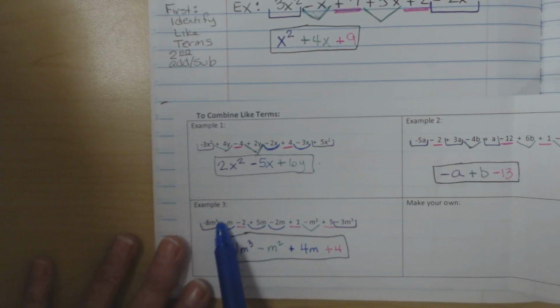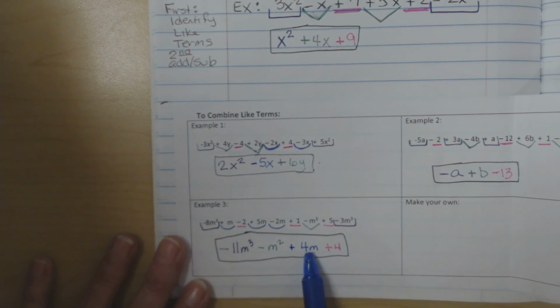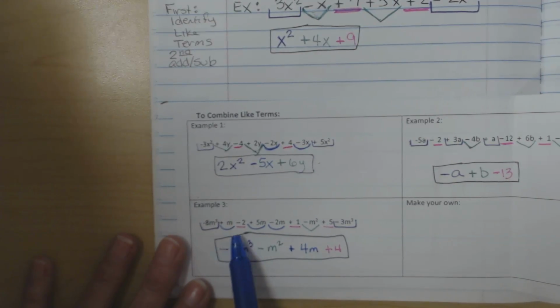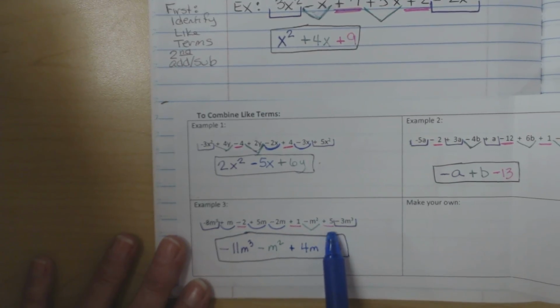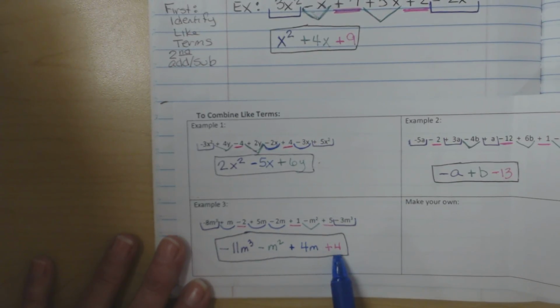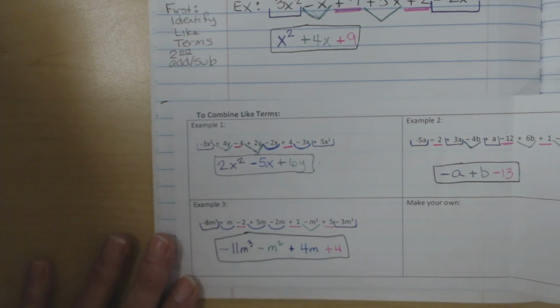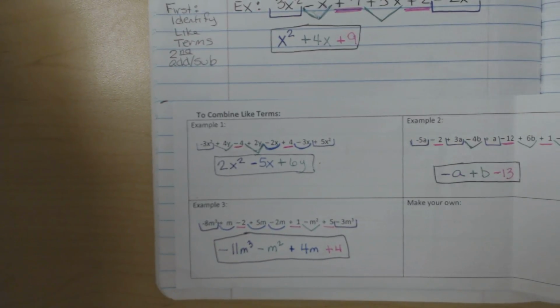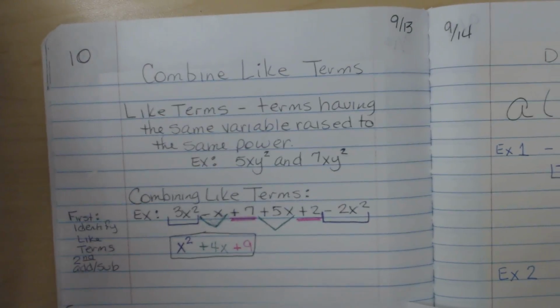Then we have our m terms. 1m plus 5m is 6m. 6m minus 2m is 4m. And then our constants. Negative 2 plus 1 is negative 1. Negative 1 plus 5 is positive 4. So all of that became these 4 terms. While these 3 here all have an m, they don't have the same exponent, so they are not like terms. So this was combining like terms.